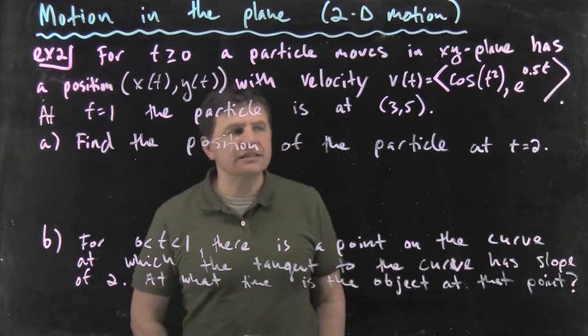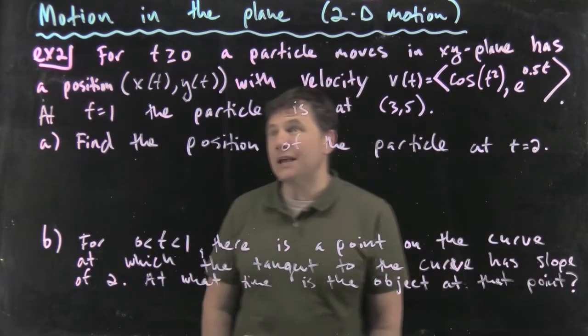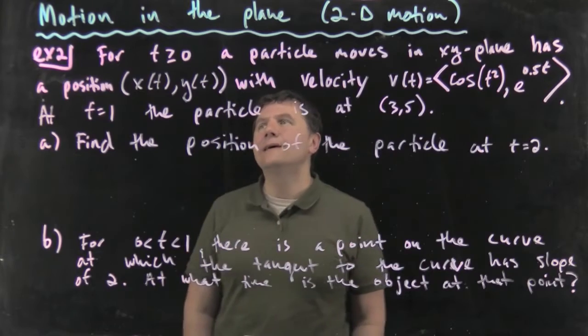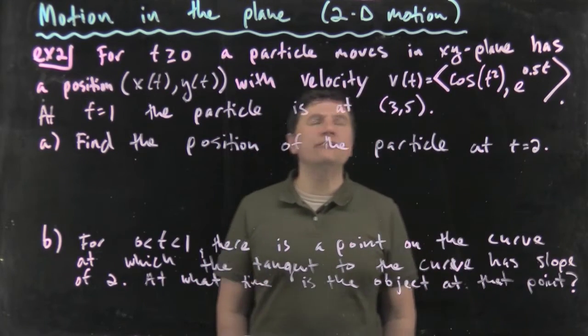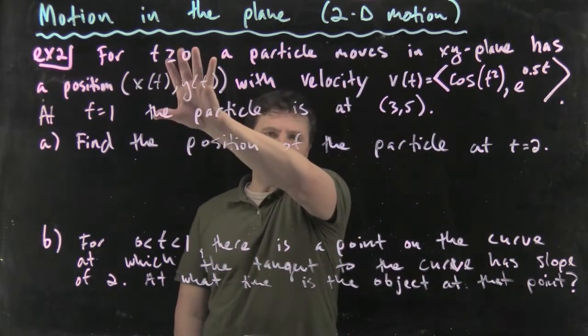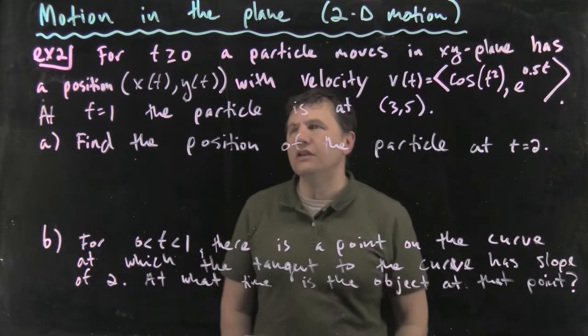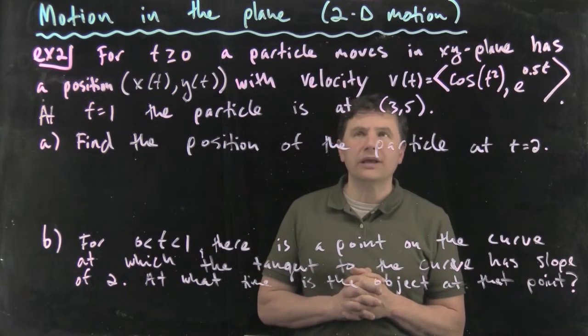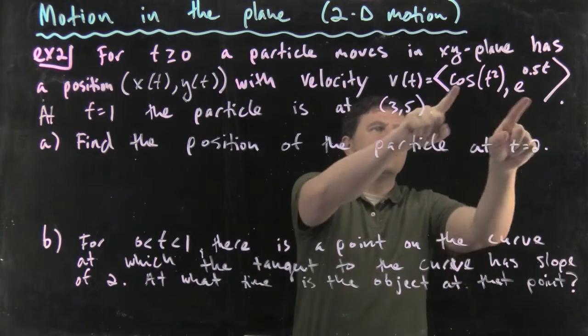Okay, second example, and this second example is much more typical of something we'll see, for instance, on the AP test. In this case, they're not giving us the position. They're saying this is the position function x of t, y of t, but they're not explicitly defining that for us, which, like I said, is pretty common. But they are giving us the velocity vector.